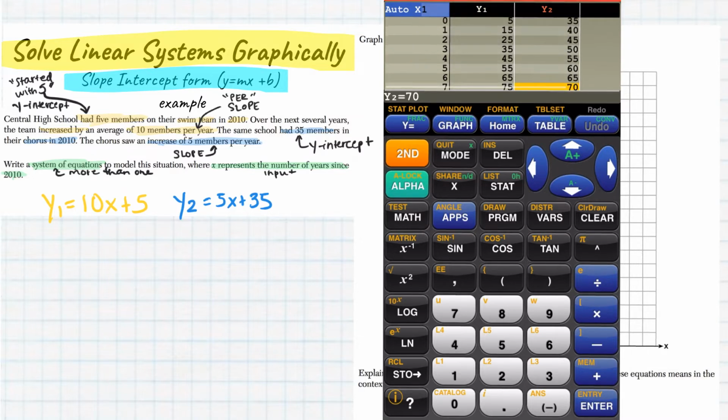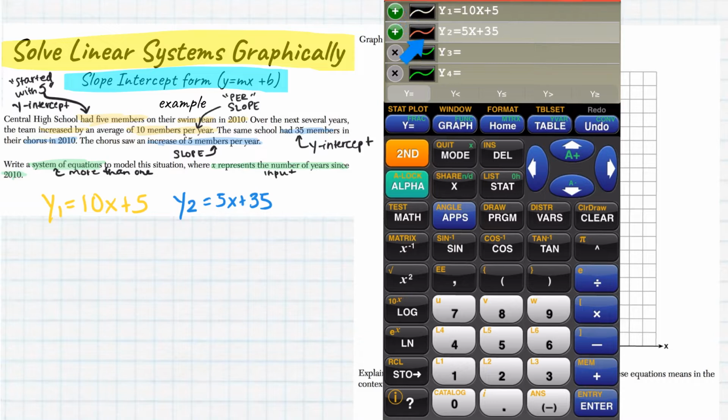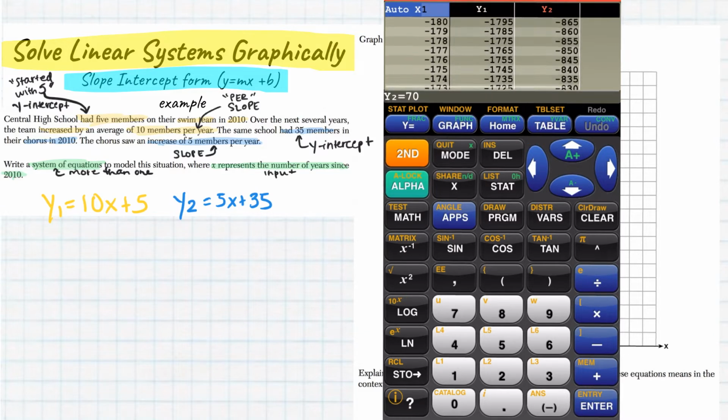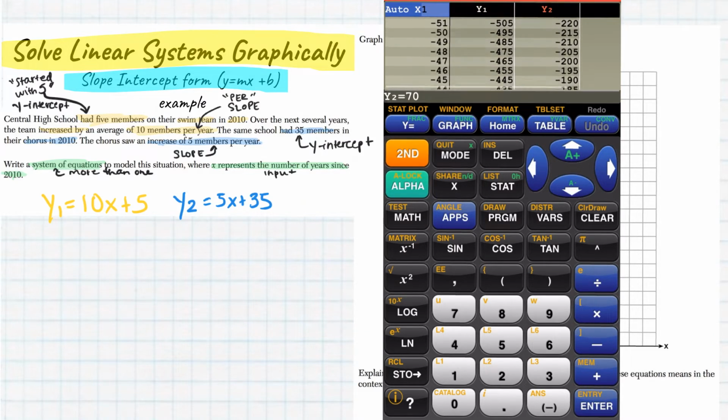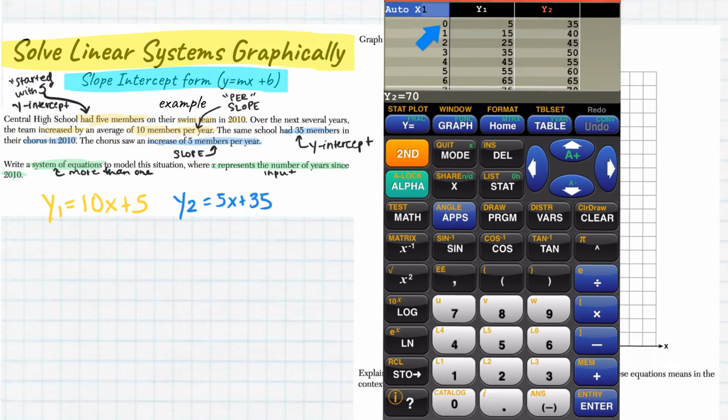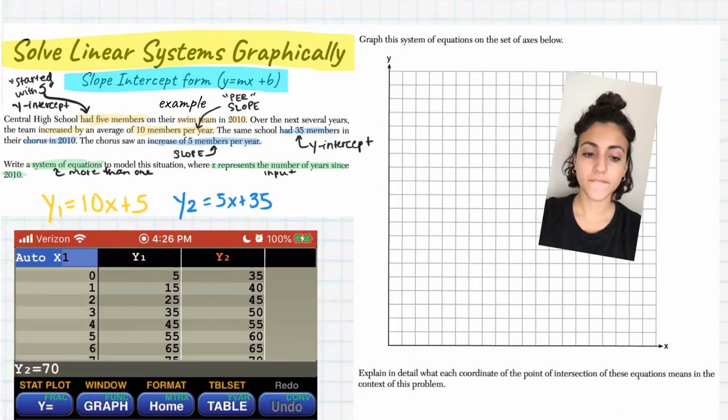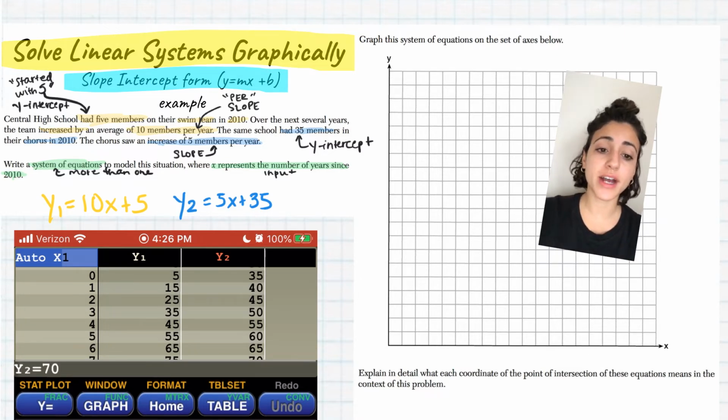You're going to type your equations in your y equals button, go to the table, and then go where the table makes sense, starting at 0, and check to see where you have the same y values, and that's going to be your solution to the system. So I would recommend you take a screenshot of your calculator table, or you write it down if you're using your app while you're working on the practice I'm going to give you later.